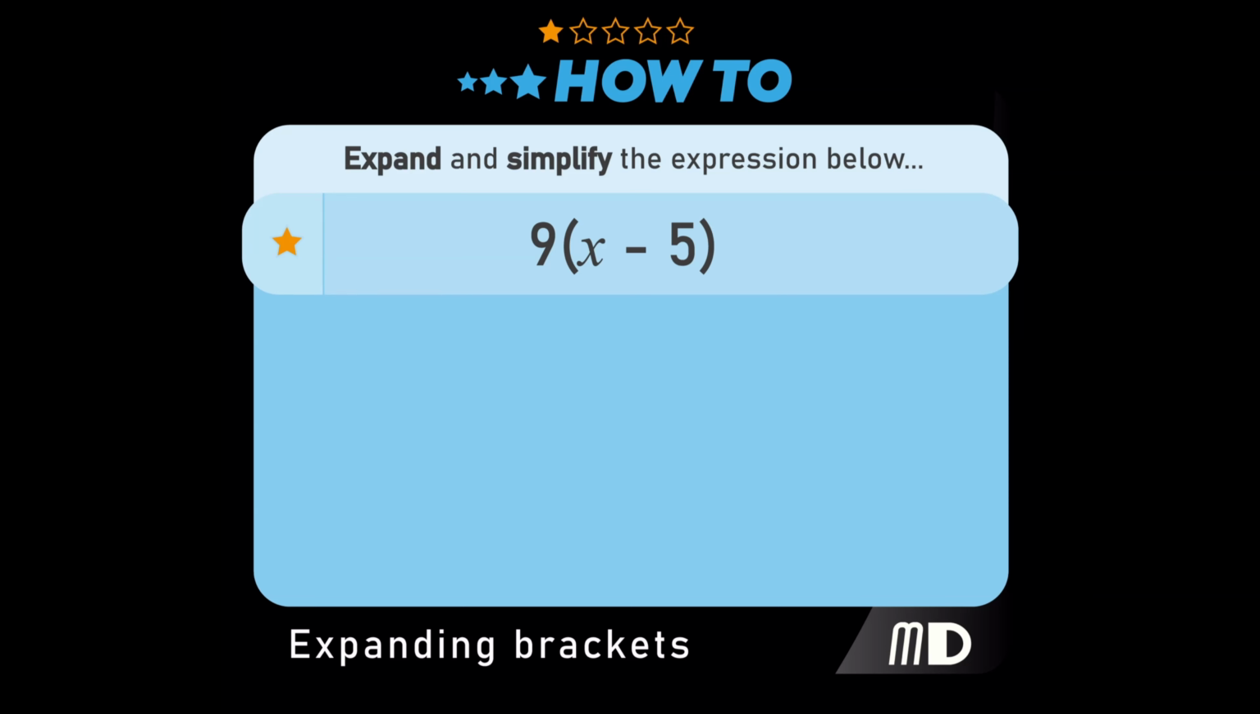9 multiplied by x minus 5 is expanded by multiplying 9 by every term inside the bracket, paying close attention to the minus sign in front of the 5. 9 multiplied by x is 9x. 9 multiplied by minus 5 is minus 45. The expanded expression is therefore 9x minus 45.